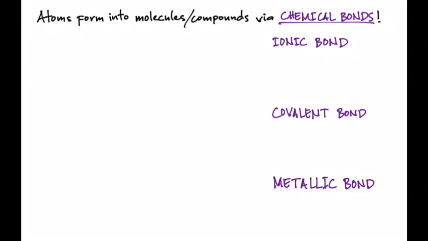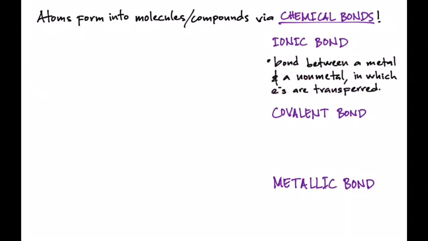So what's the difference between these three different types of chemical bonds? The first one is ionic bond, and this is the bond between a metal and a non-metal in which electrons are being transferred. Metals, if you remember, tend to lose electrons, whereas non-metals tend to gain electrons. So when the metals lose the electron, that electron is actually transferred to the non-metal. So it's the transfer of electrons that's involved in ionic bonding. You have electrostatic interactions between the metal and the non-metal ions.